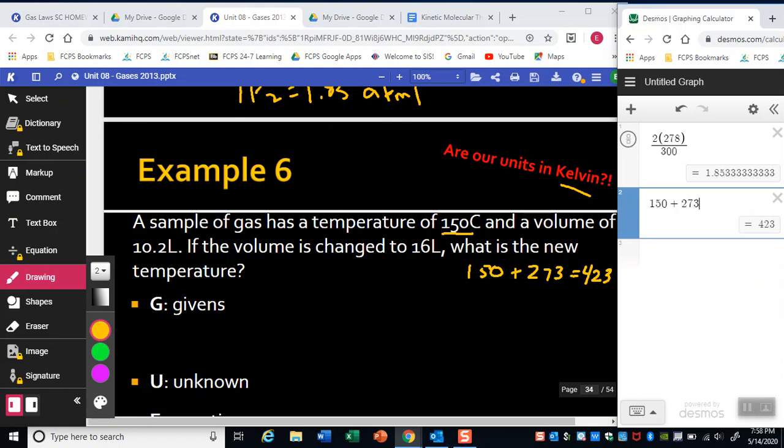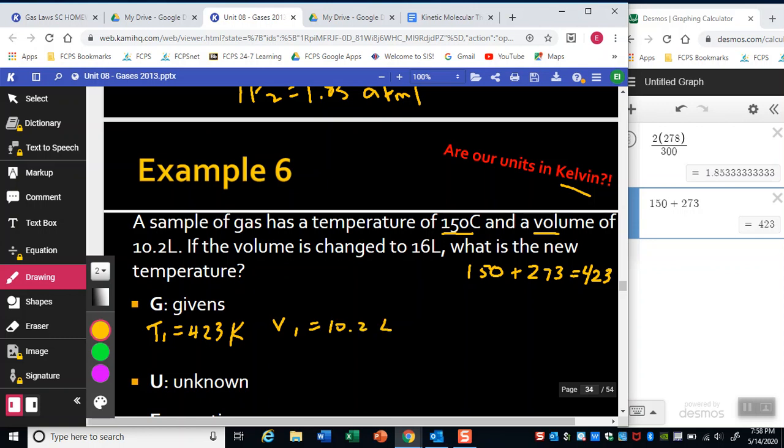So you have to have Kelvin. That's very important. Now I'm looking at my givens. That was given to me, right? I had to do a little bit of work, but basically my initial temperature is 423 kelvins. All right. My initial volume is 10.2 liters.